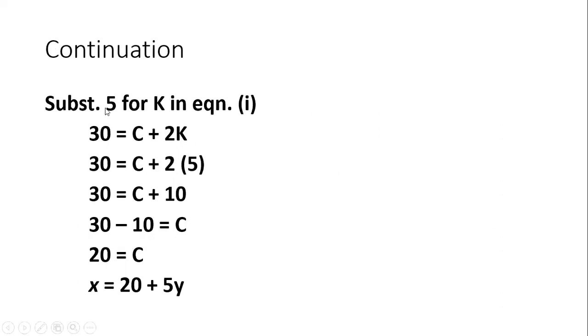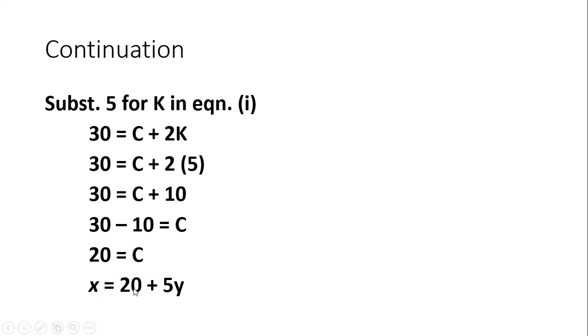So we substitute 5 for k in equation 1. Equation 1 says 30 equals c plus 2k. Since k is 5, 30 equals c plus 2 times 5, that's 10. So 30 equals c plus 10. 30 minus 10 will give us c. C will now be 20. So we have an equation x equals 20 plus 5y.